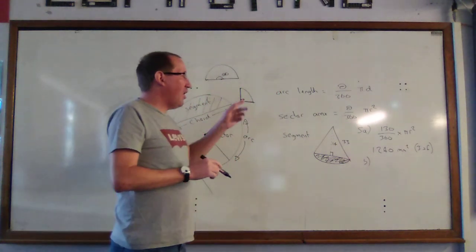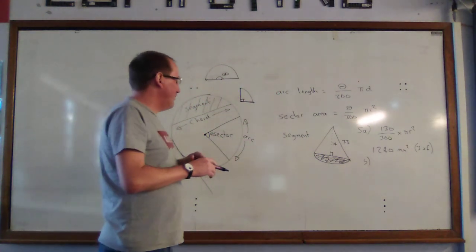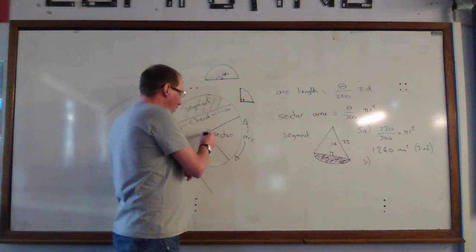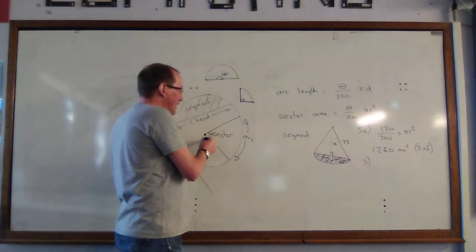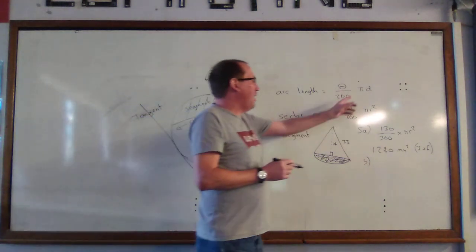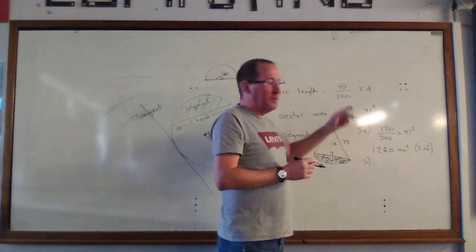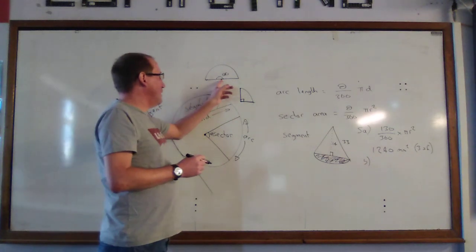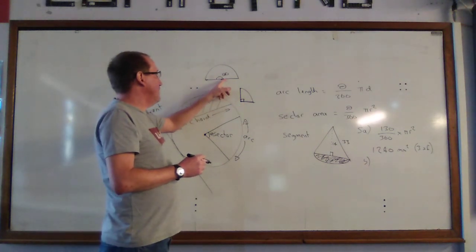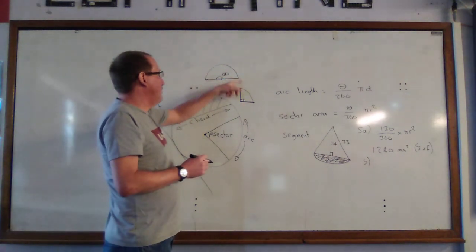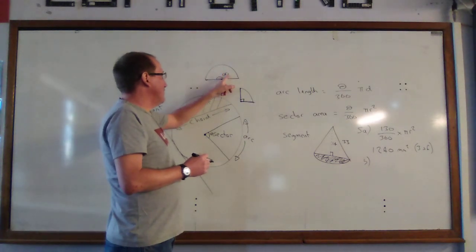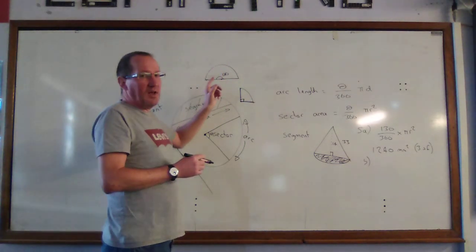If you want to know the arc length, it's the same idea. If I know the fraction of this circle that I've got here, I multiply pi times the diameter, which is the whole circumference, by the fraction of the circle I've got. Again, those two examples to prove that idea. You have a semicircle, half of it, we have half the circumference. 180 divided by 360 is a half.